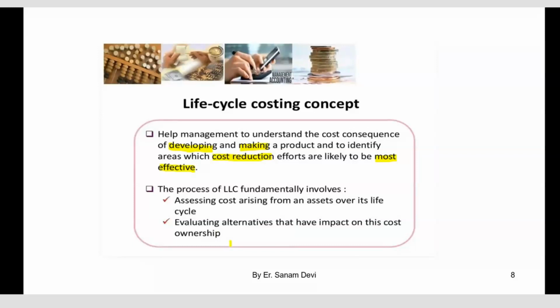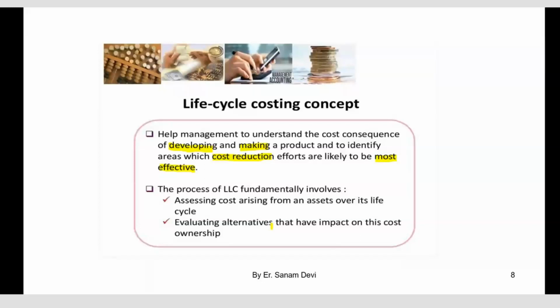Means if we know the total cost, then only we can decide on an alternative. If I have project A or project B, both giving the same output, I will go for the less costly project. And how will we generate cost? Here I am buying a bicycle.